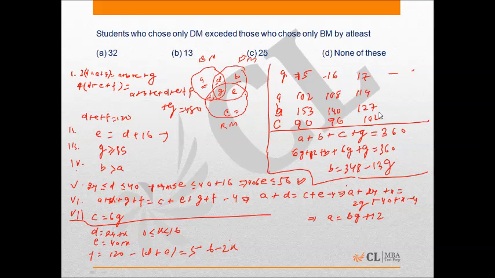It is asking, students who chose only DM exceeded those who chose only BM by at least. So basically we have to find the minimum possible value of the absolute difference between A and B out of these three possible cases. We can say that the difference will be minimum in the last case when A is 114 and B is 127, and this difference will be equal to 13. Therefore option B is the correct answer.